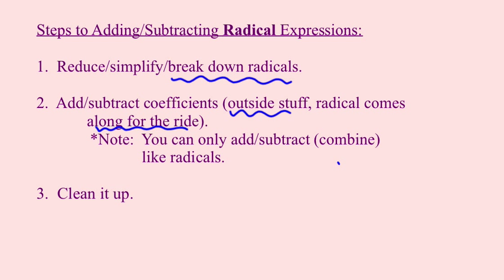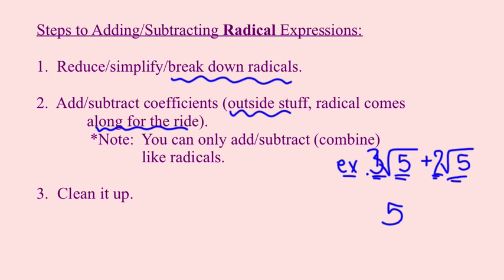So an example would be like this. Square root of 5 plus the square root of 5. These are considered like radicals. So if I throw a number here, 2, and a number 3 there, these are considered like radicals, and you add the coefficients. So 3 plus 2 is 5, and the radical comes along for a ride. Then the last step is just to clean up anything that you need to with your radicals.